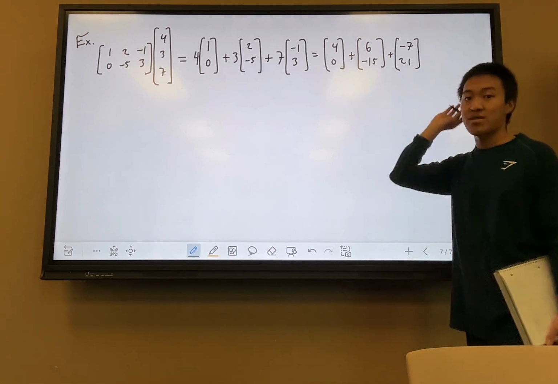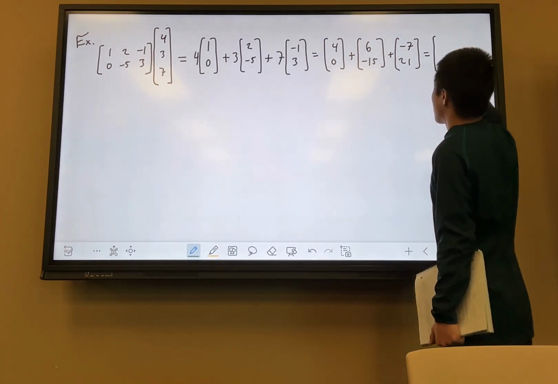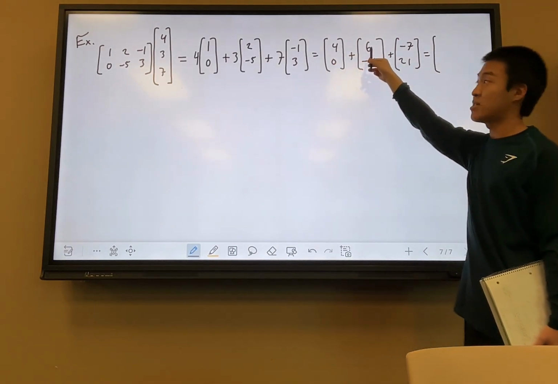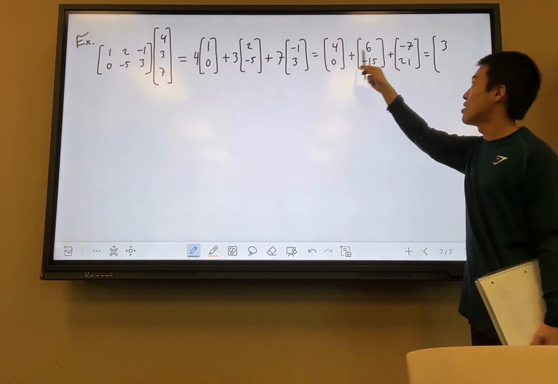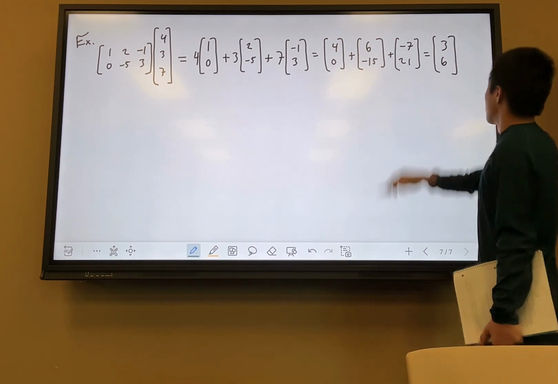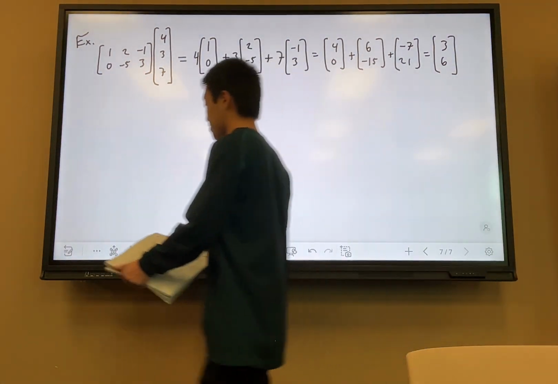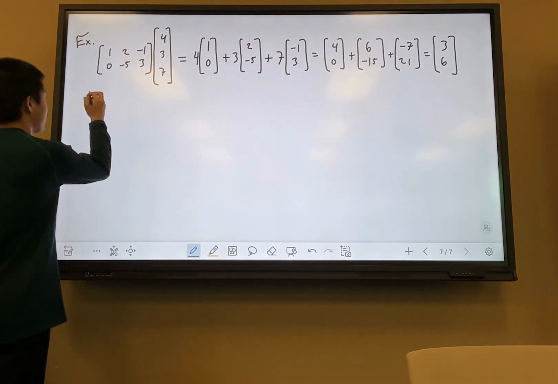Now, when I'm adding these vectors together, I'm just adding all of these components up. So 4 plus 6 is 10, minus 7, 3. 0 minus 15 plus 21, 6. Okay, so there we go. Let's do another one.